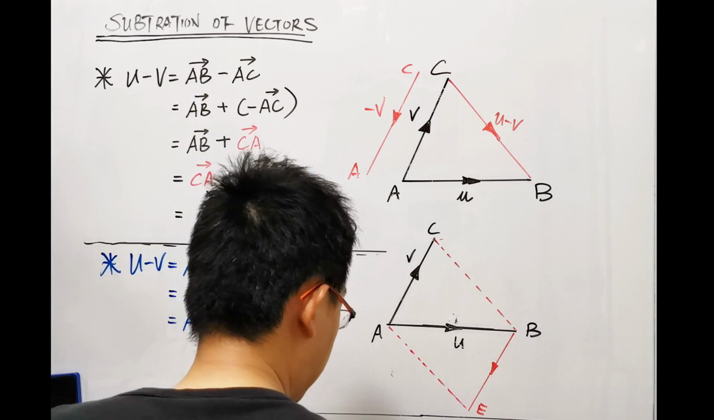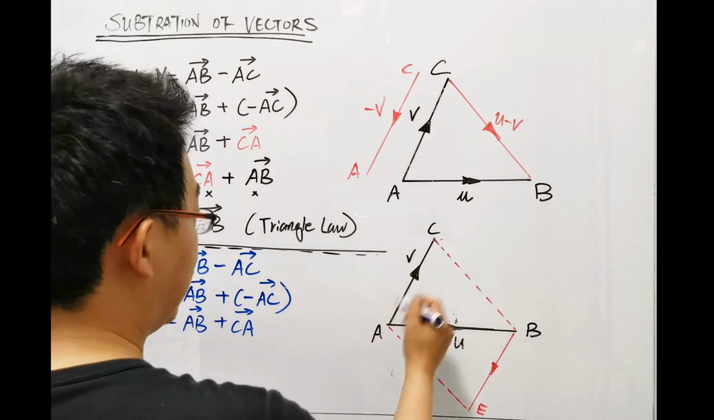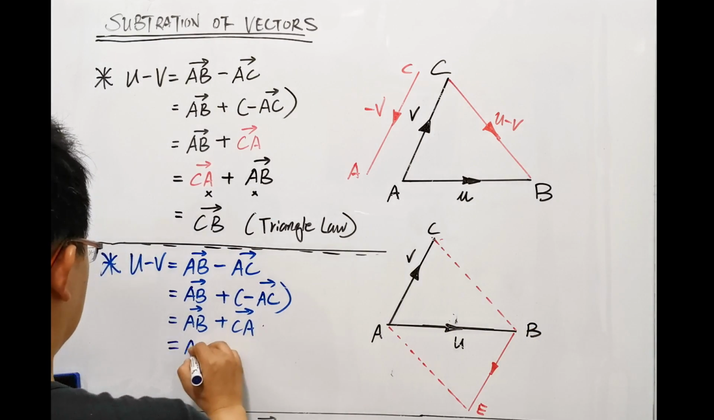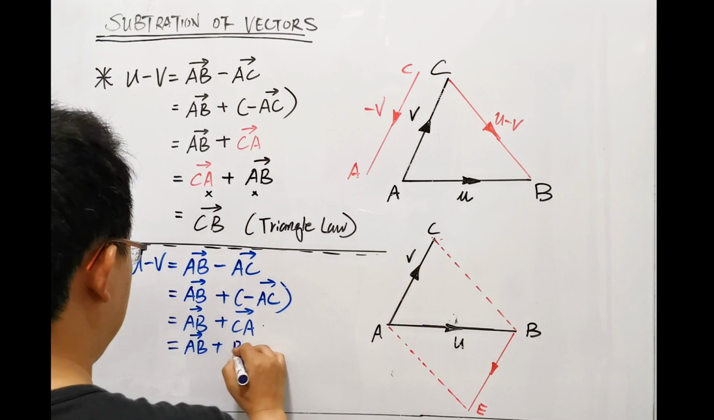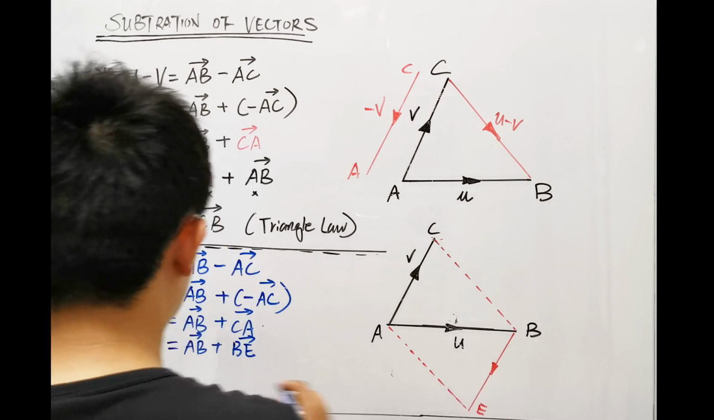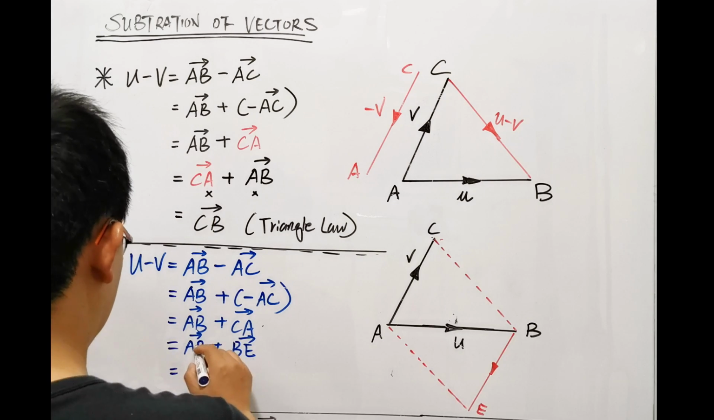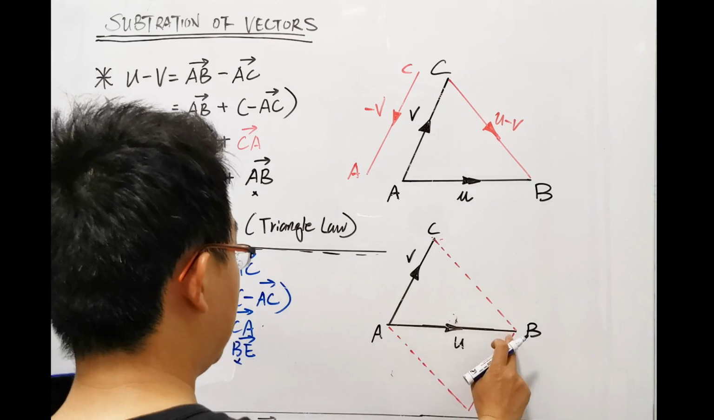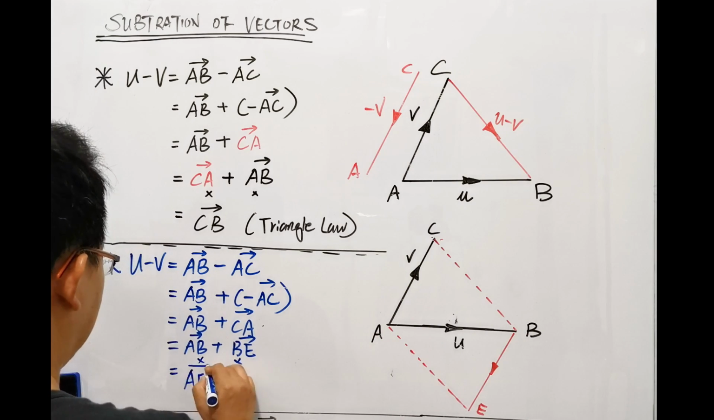So from here we can see that CA equals to BE, right? So from here we also can know, because we use triangle law, we're going to cancel this. Because this is AB, this is the BE, so we will get the answer is the AE, right?